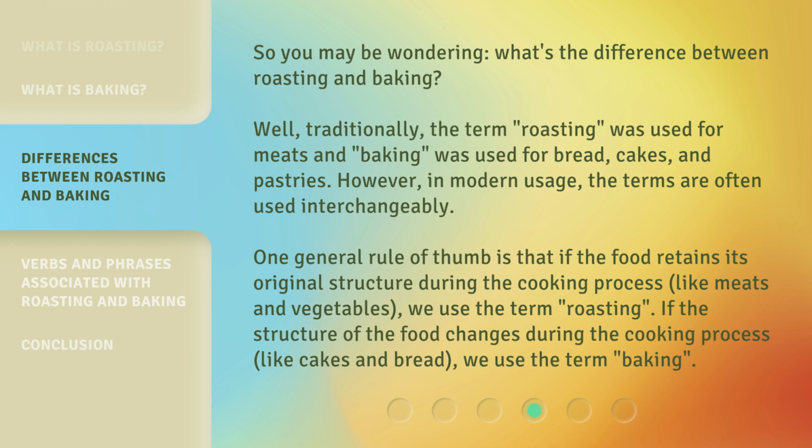One general rule of thumb is that if the food retains its original structure during the cooking process, like meats and vegetables, we use the term roasting. If the structure of the food changes during the cooking process, like cakes and bread, we use the term baking.